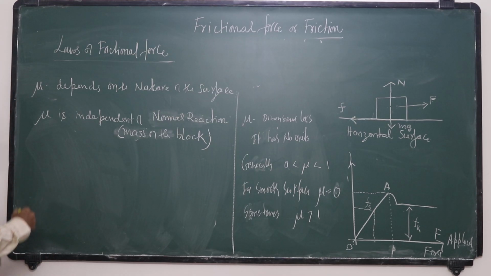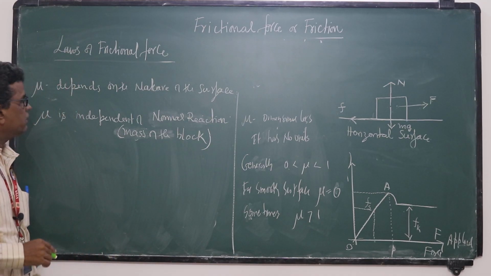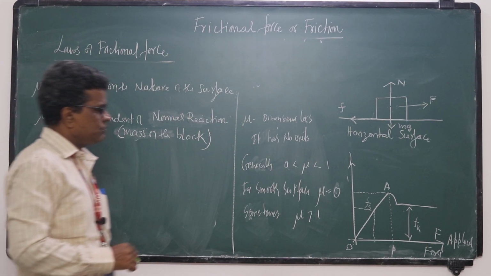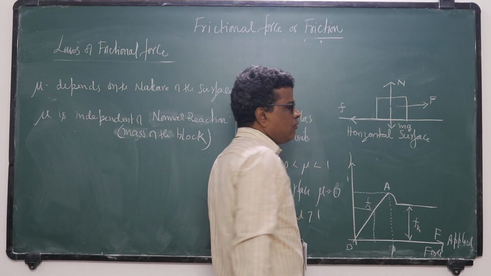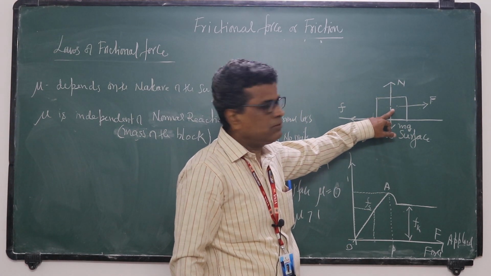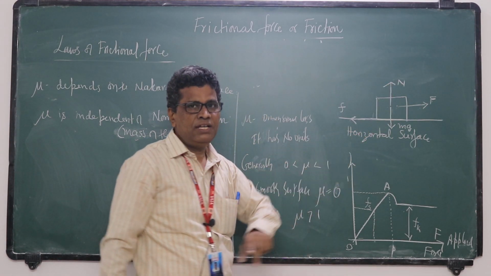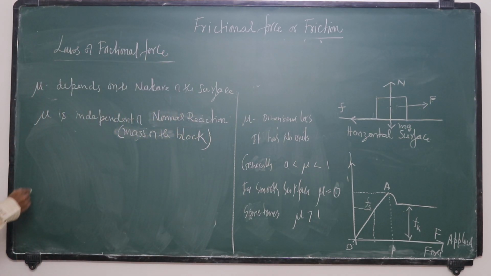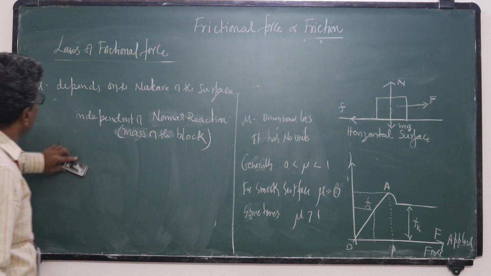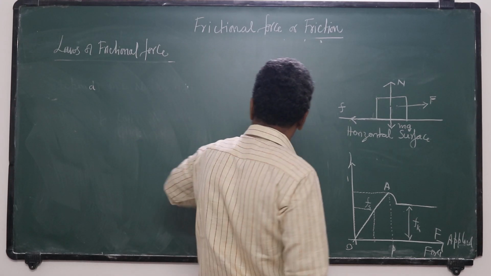Okay. As frictional force is doubled, normal reaction is also doubled. But mu value remains same. Suppose if you keep another block on this, what happens? Weight becomes double, then normal reaction is also doubled, but mu value remains same. Okay, that is the meaning. And this is regarding mu value.